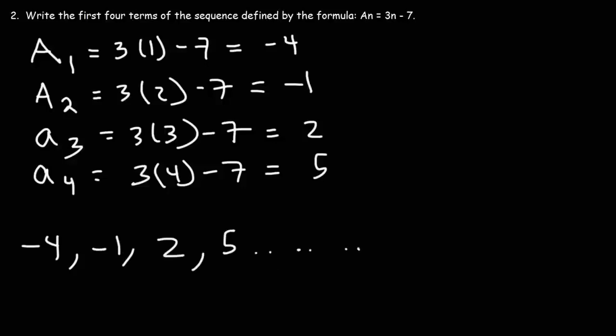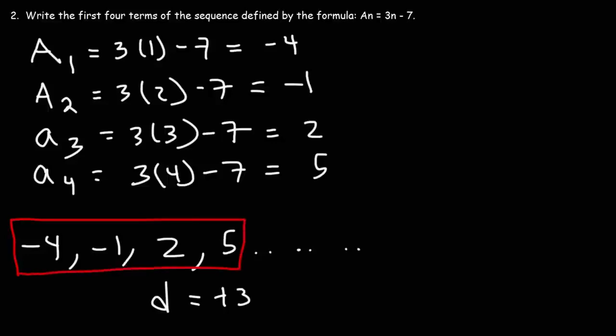And then the sequence can continue. So the common difference in this problem is positive 3. Going from negative 1 to 2, if you add 3, you'll get 2. And then 2 plus 3 is 5. But this is the answer for the problem. So those are the first 4 terms of the sequence.